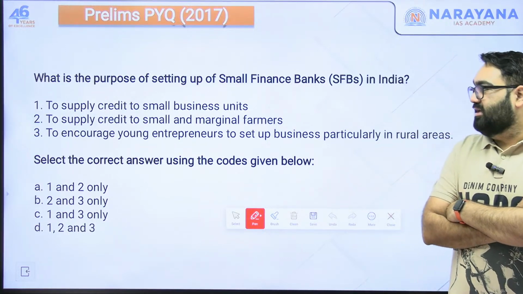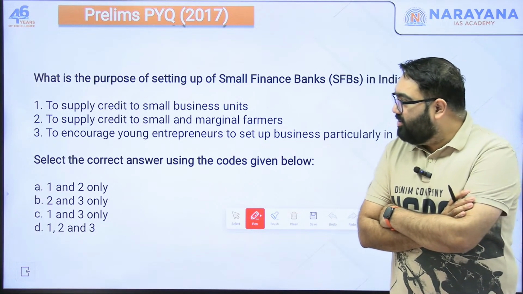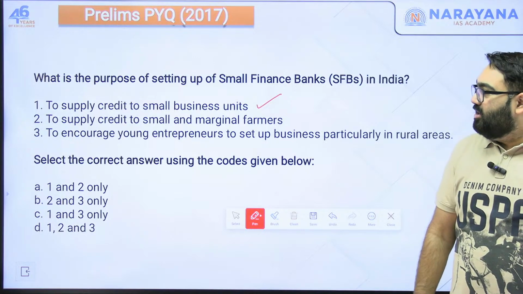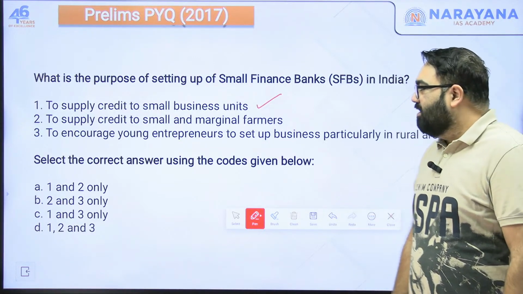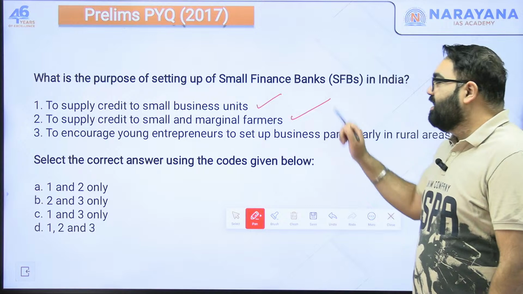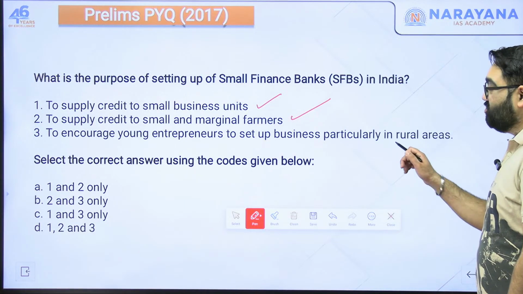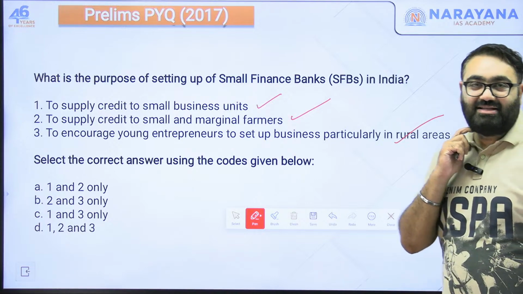What exactly were these? Number one, to supply credit to small business units. Yes, that was one of their objectives. To supply credit to small and marginal farmers. Yes. To encourage young entrepreneurs to set up business, particularly in rural areas. Yes. All these are objectives of small finance banks.